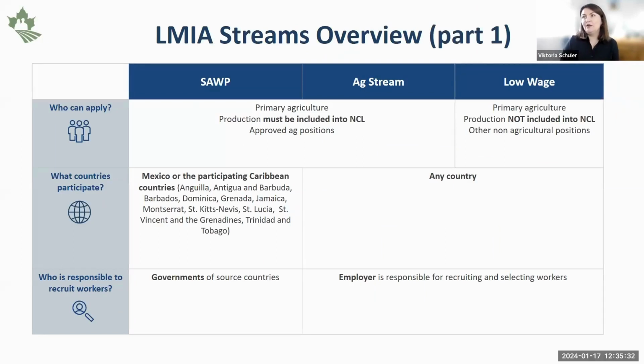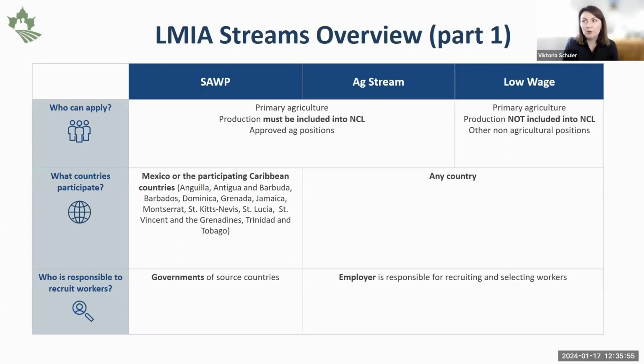Now we are going to move to the LMIA streams overview, in more detail. Hopefully it will help you to compare and understand those streams better. And I'm talking about SAWP, the ag stream, and the low wage. High wage is very similar to the low wage. If you have questions about that, I will be able to answer after.